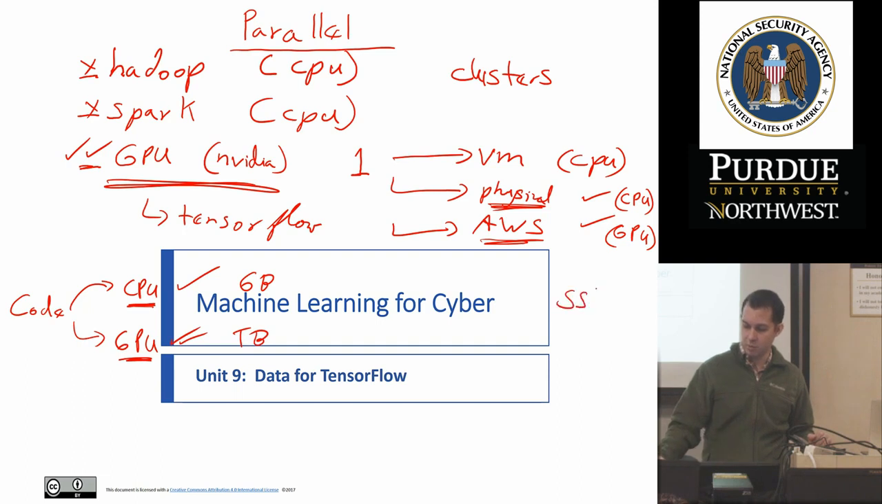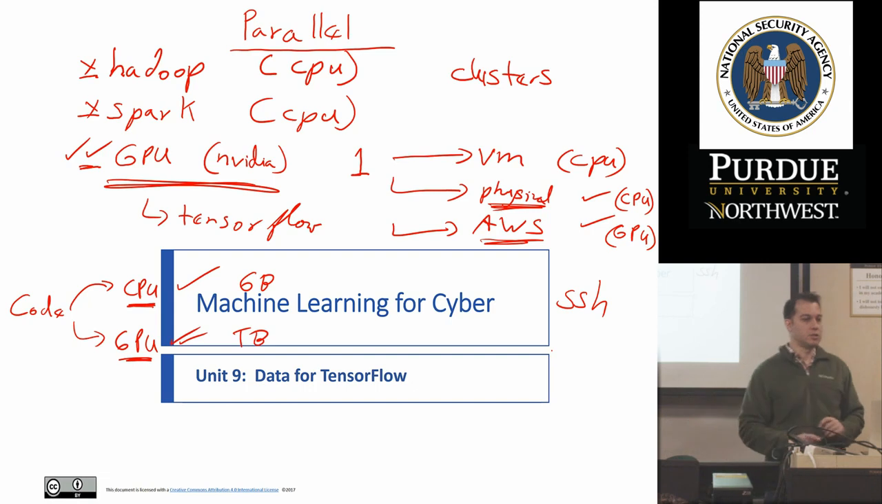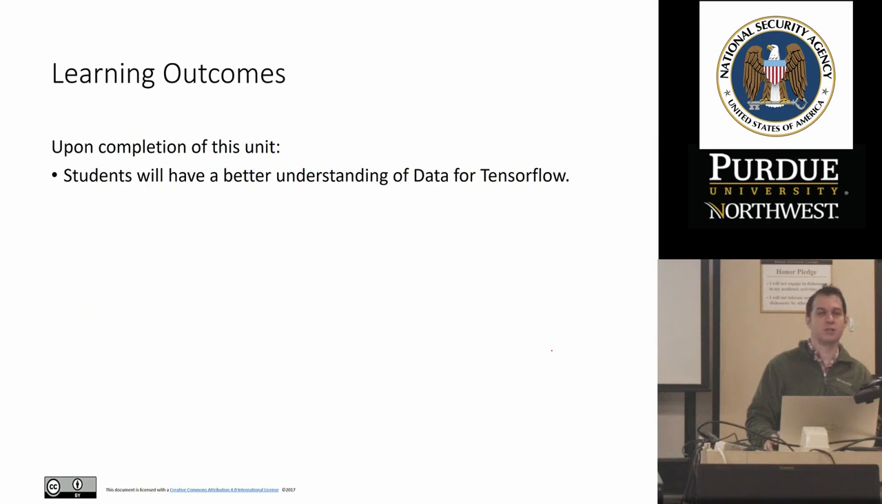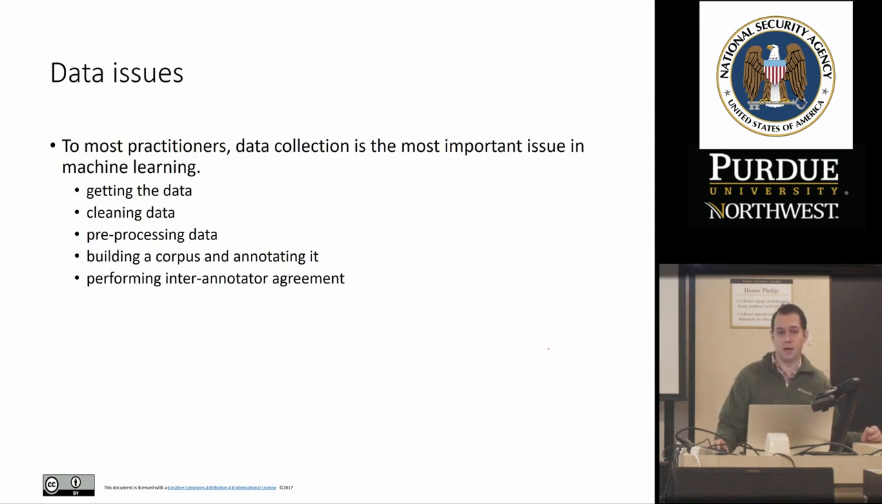To access these, we will use a tool called SSH. All right? So anyway, that's the transition that we're making. All right? So this is why we need TensorFlow. All right? So data issues with TensorFlow and big data.